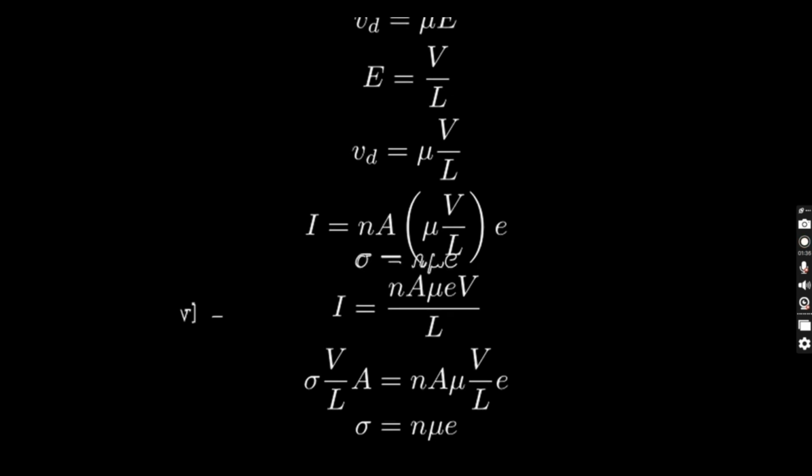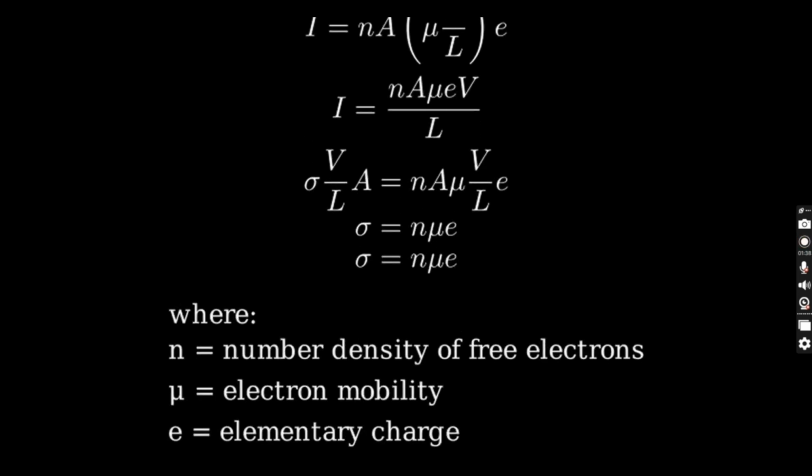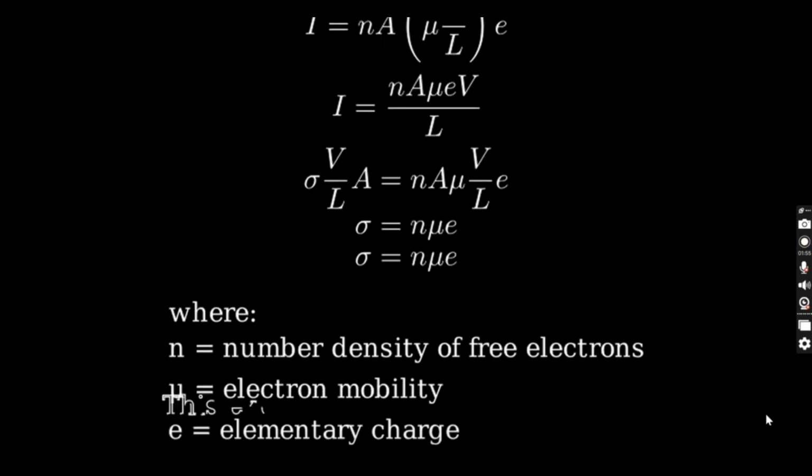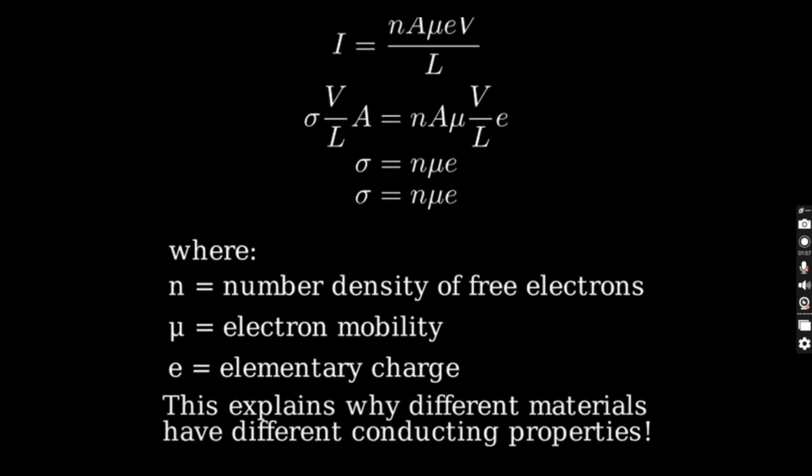And there we have it. The electrical conductivity of a material is equal to the product of three terms: n, the number density of free electrons, mu, the electron mobility, and e, the elementary charge. This elegant expression shows that conductivity depends on both the number of available charge carriers and how easily they can move through the material. This expression is fundamental in understanding the electrical properties of materials and explains why some materials are better conductors than others.